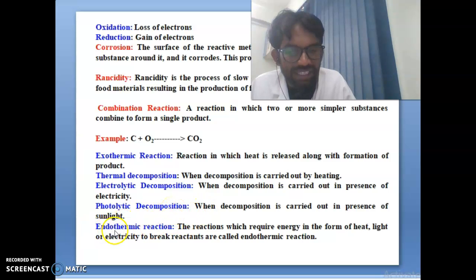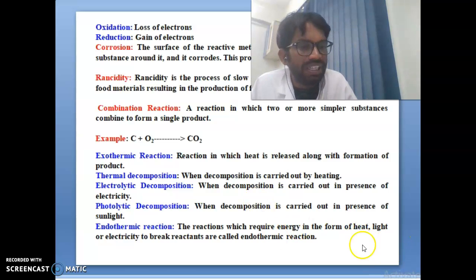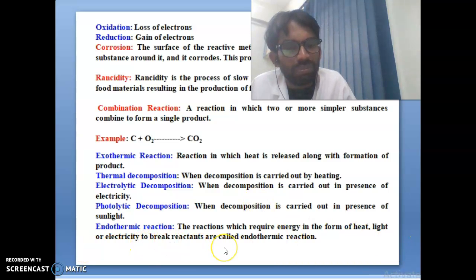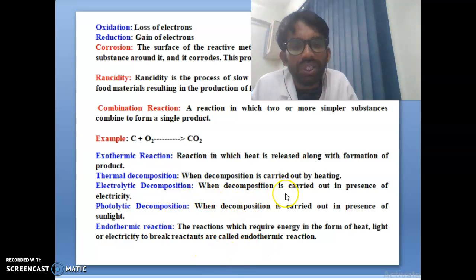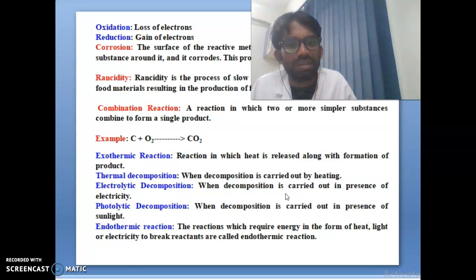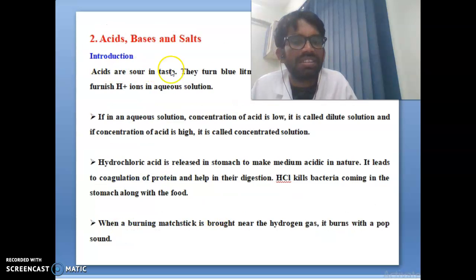Next one is the endothermic reaction, the reaction which requires energy in the form of heat, light or electricity to break the reactants. It is called an endothermic reaction. These are the new terminology words you need to know before we go to the examination hall. And then you can see the second one, the main topic is acids, bases and salts.